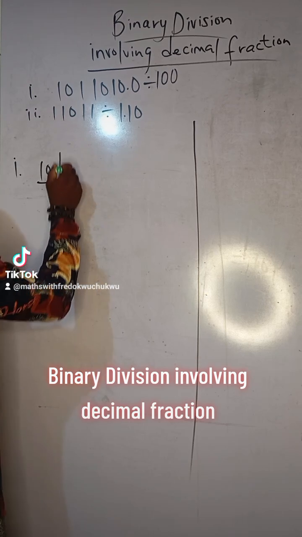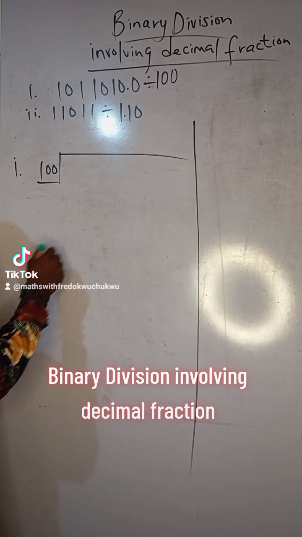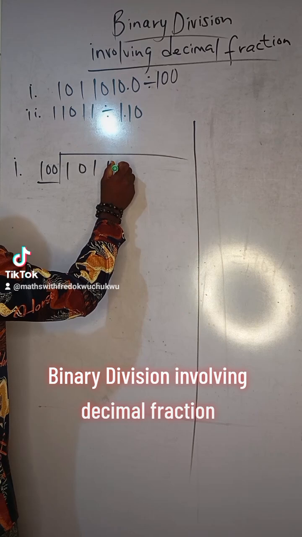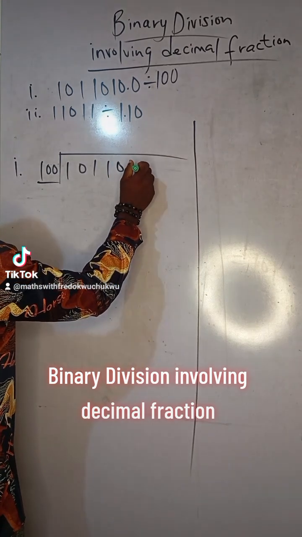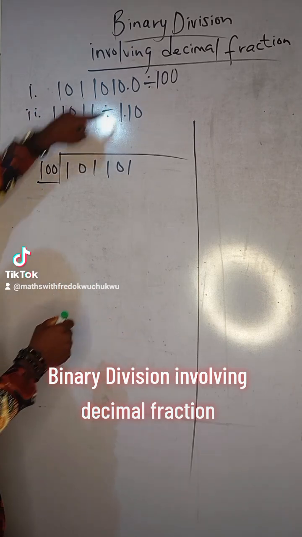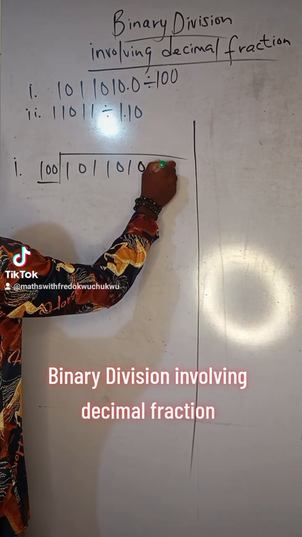100 as our divisor. Then we have 101101.0.